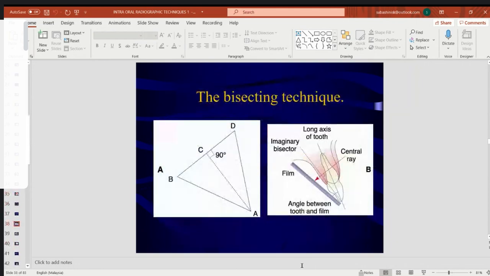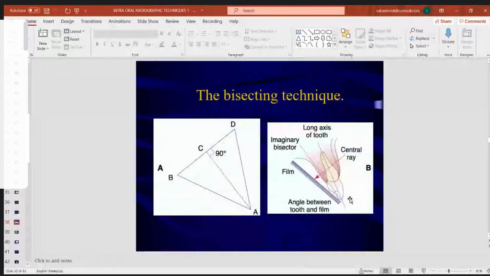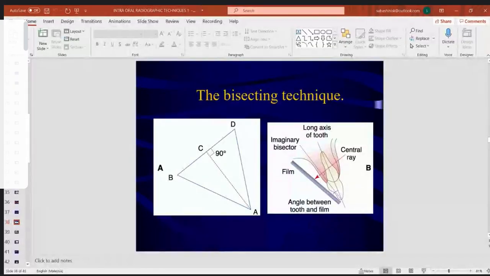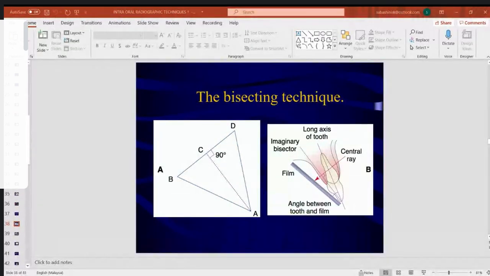Okay, clear? So this is called the bisecting angle technique. The central ray is perpendicular to an imaginary line bisecting the long axis of the tooth and the film. So this is 90 degrees. You will be asked to draw the bisecting angle picture. Then imagine the technique. How will you do it? What rule does it follow? What geometrical principle does it follow?